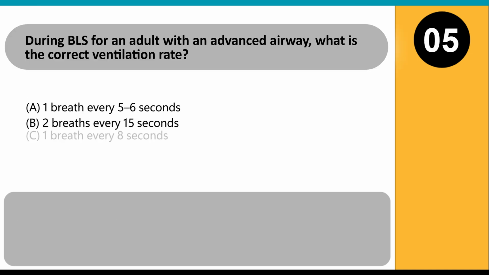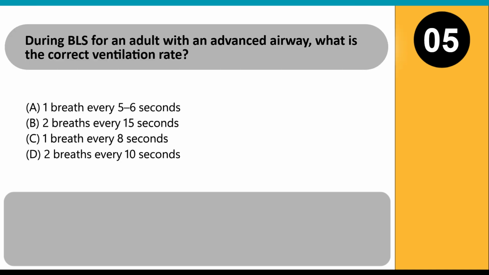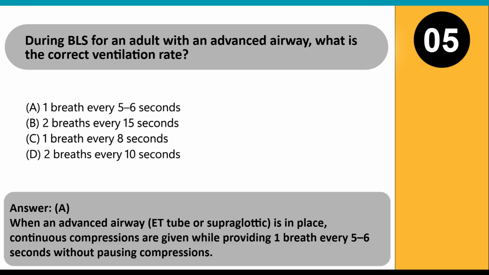During BLS for an adult with an advanced airway, what is the correct ventilation rate? A. 1 breath every 5 to 6 seconds. B. 2 breaths every 15 seconds. C. 1 breath every 8 seconds. D. 2 breaths every 10 seconds. Answer: A. When an advanced airway, ET tube or supraglottic, is in place, continuous compressions are given while providing 1 breath every 5 to 6 seconds without pausing compressions.